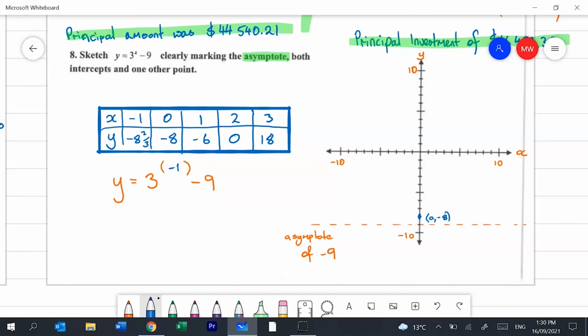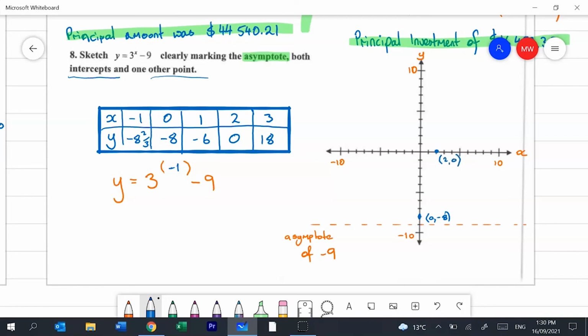I'm going to mark that one in as well, okay? It wants me to mark in both intercepts and one other random point. So let's mark in our intercepts first. I can also see that when x is 2, y is 0. So this is another good one. I'm going to mark that one in.